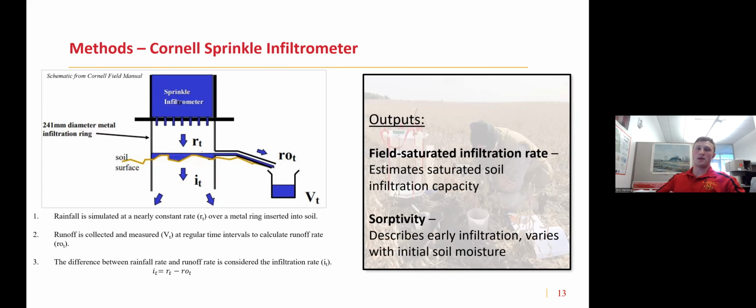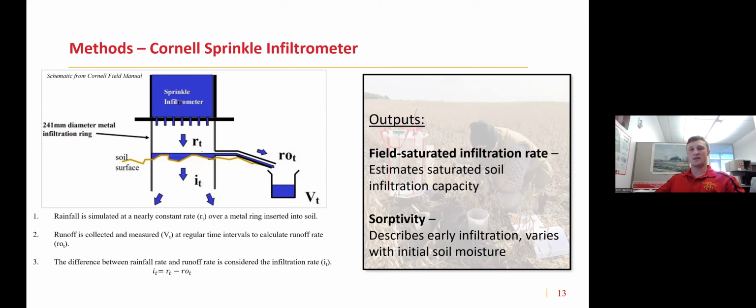So the meaningful values I'll be reporting on are the field saturated infiltration rate. After about half an hour of rainfall simulation, there are steady state conditions, and the infiltration rate flattens out, and we have basically the infiltration capacity of the soil. But then we also can measure the sorptivity, which describes the early infiltration and is related to the time it takes to generate runoff on the soil.